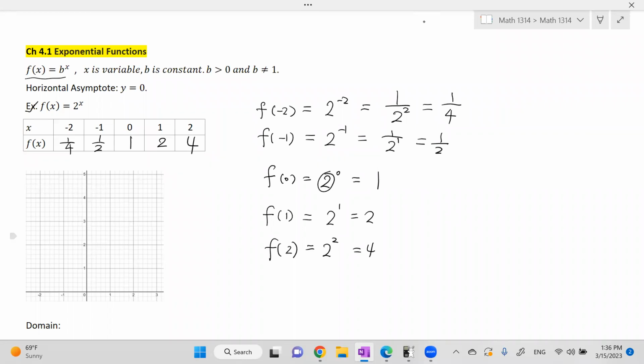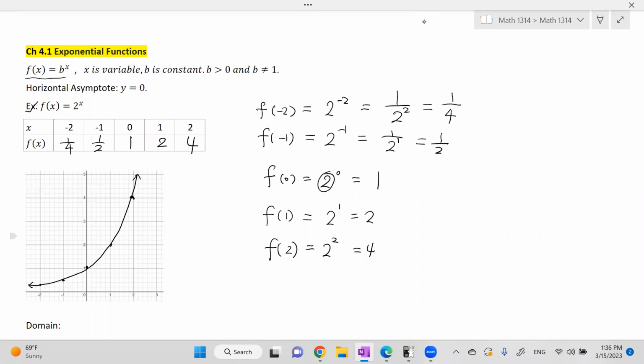That's the points: -2, 1/4; -1, 1/2; 0, 1; 1, 2; 2, 4. We use a smooth curve. So these points should be on the graph.